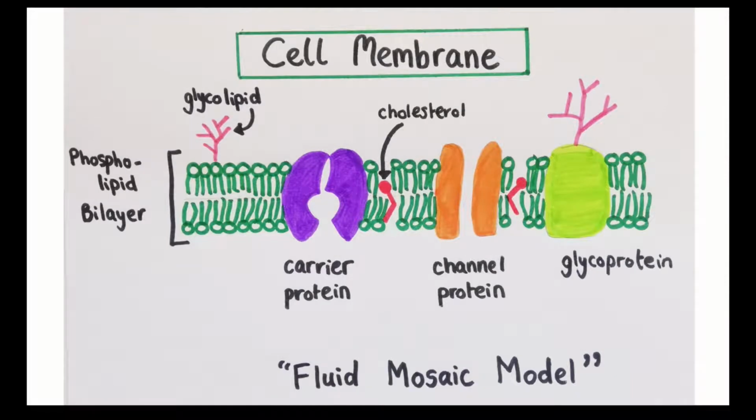The cell membrane is a phospholipid bilayer that surrounds every living cell. Its function is to control what enters and leaves the cell. In this video, we will be looking at the different structures found in the cell membrane. First, we have the phospholipid bilayer.